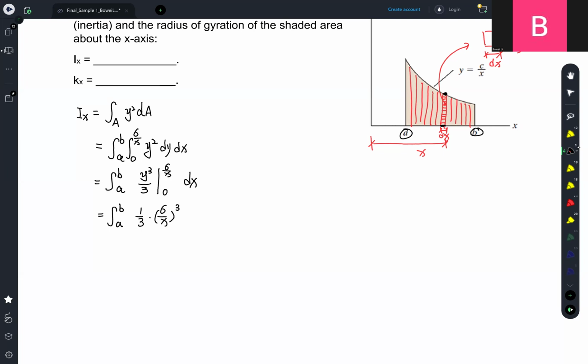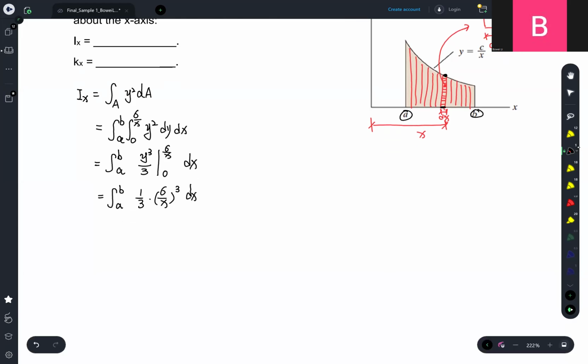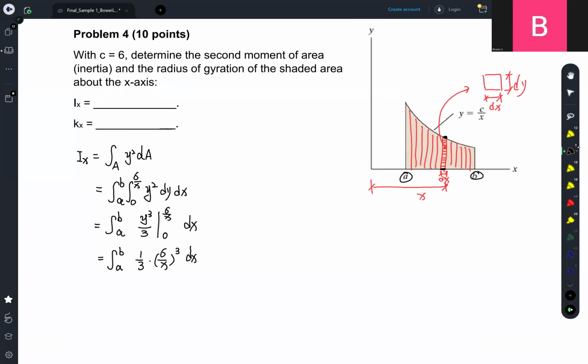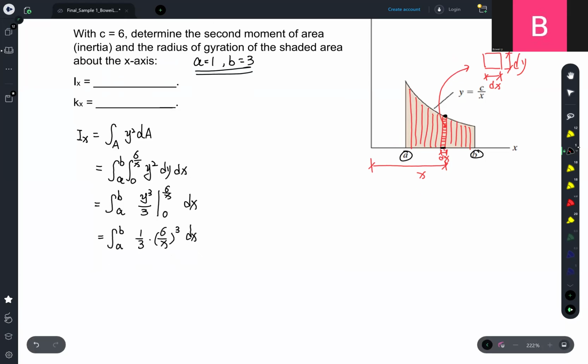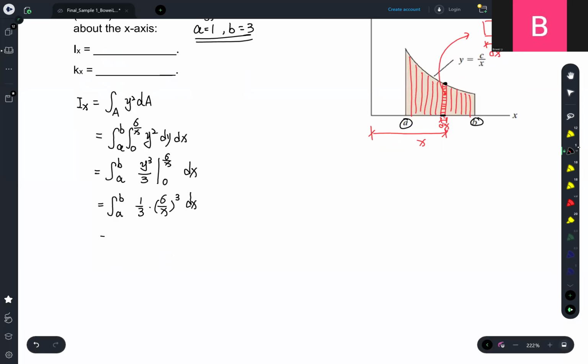Okay, dx, right? So now, okay, the problem statement didn't show us a and b. Actually, the a here equals 1 and b here equals 3. Okay, so now we're going to integrate from 1 to 3.